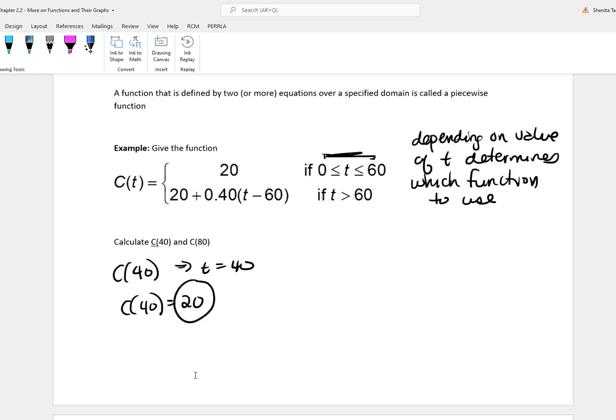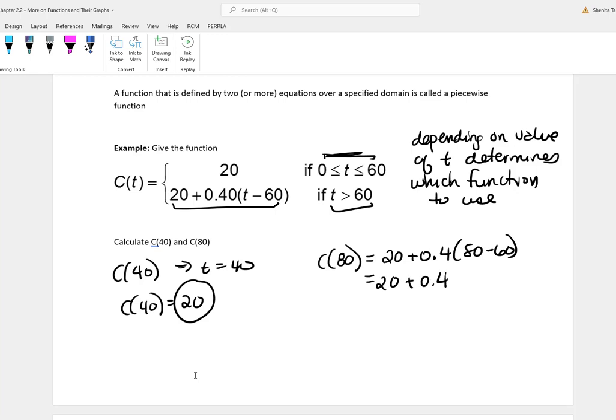Okay? The next one says find c of 80. 80 is greater than 60. So we need to use this function here. Whenever we see a t, we're going to plug in 80. 80 minus 60 is 20. 20 times 0.4 is 8. And we get 28 as our answer. So c of 80 is equal to 28.